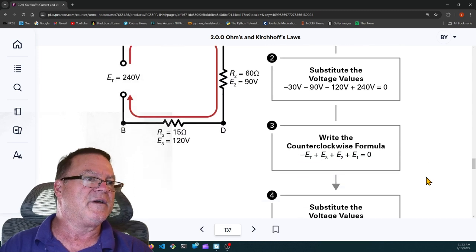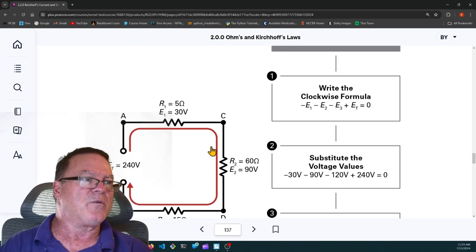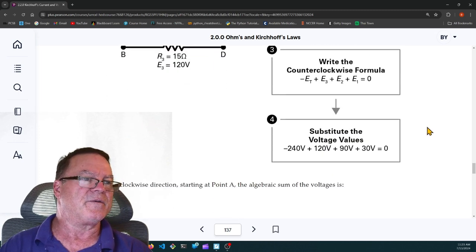See, I wouldn't have gone counterclockwise with this. I would have gone in the same direction as the current flow. That's the way I always do it. Here, there you go. Here's the clockwise formula: negative E1, minus E2, minus E3, plus the total voltage source equals 0.